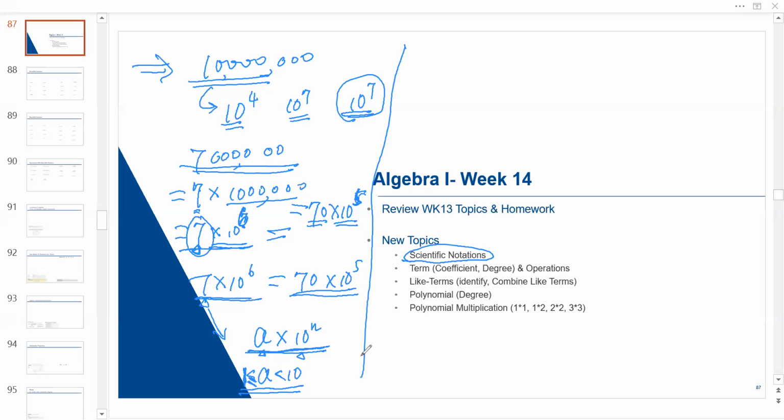Let's see another example, a very small number, like 0.001. We often describe this as 10 to the negative 3, right? Or maybe 0.0000005. This number takes too long to write, right? So make it a simpler version.